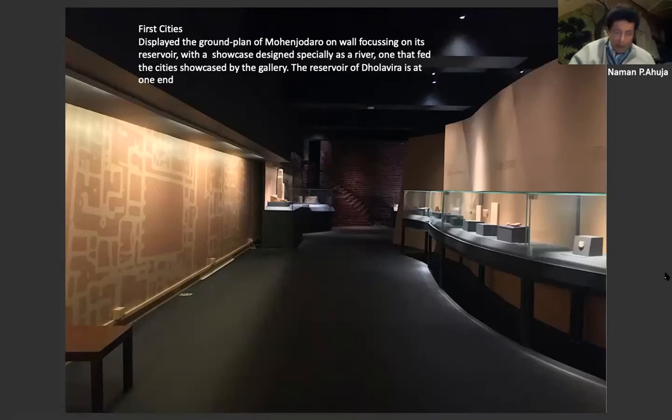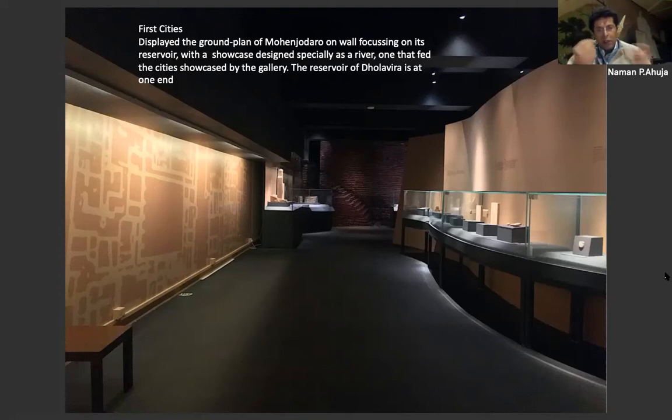And the methods to make it work had to then be adopted. One of the ways in which I found that we could negotiate that and make it work was to have a display in each gallery that disturbed the narrative of that gallery, that questioned the very premise of that gallery. So we went through a gallery and we entered the great urban cultures of the earliest river valley civilizations of India, the ground plan of the city of Mohenjo-daro on one side, and the river showcase that was designed by Brinda Somaya and Nandini Sampath on the other side, leading to a trompe-l'oeil background of the water reservoir of Dholavira in Gujarat, right at the back.